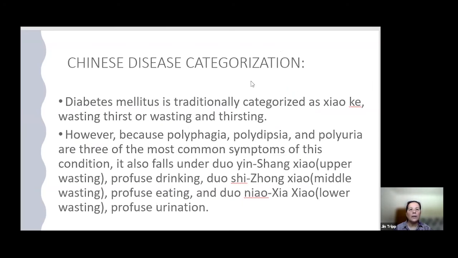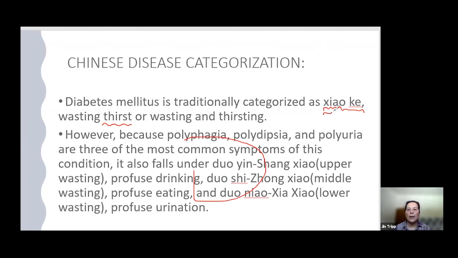Then we move into TCM. TCM illness name, mainly we call 消渴. 渴 means people thirsty, severe kind of thirsty. Certainly, by the different symptoms, they may give different names.